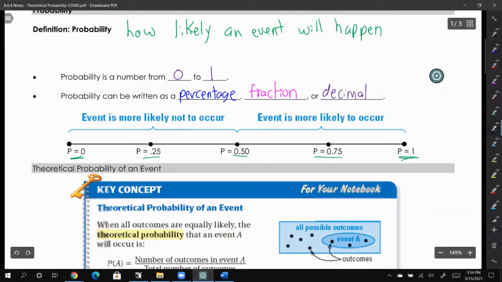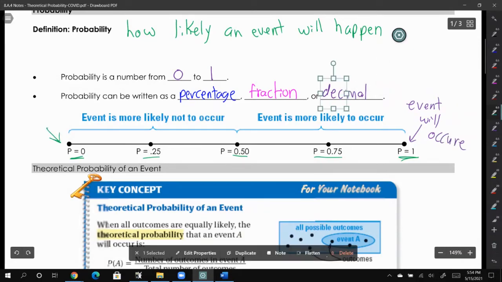A probability of 1 means that the event will occur. And a probability of 0 means the event will not occur or not happen. When they say there's no chance of rain, that's the probability of 0.